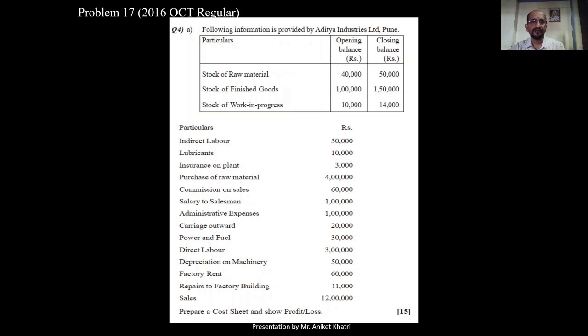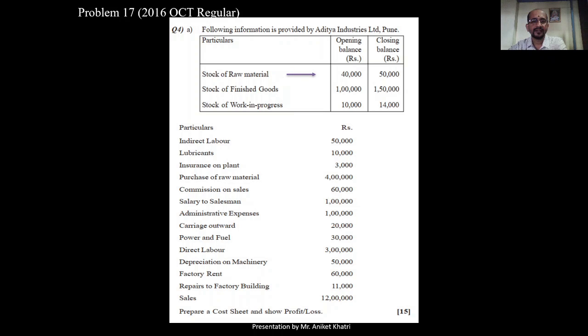So as per our format, we need to first see the items and we will classify those items according to format. This problem information is provided by Aditya Industries Limited, Pune. Of course, date is not mentioned over here, so we will not write the date for the period ended in the solution. We'll just keep it blank. So let us first classify the amounts.